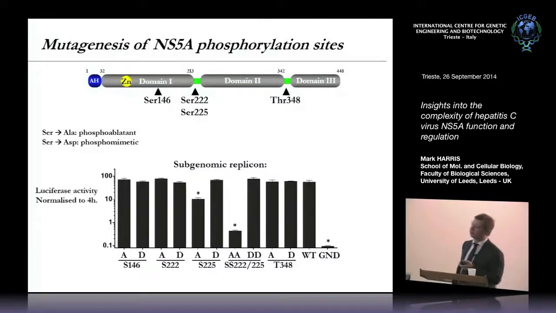And this is what he saw in terms of replicon replication. What I'm showing you here is the luciferase activity of those subgenomic replicons at 72 hours post-transfection, normalized to the 4-hour time point. And remember I told you that at the 4-hour time point you can measure input translation, because these RNAs are translationally competent.